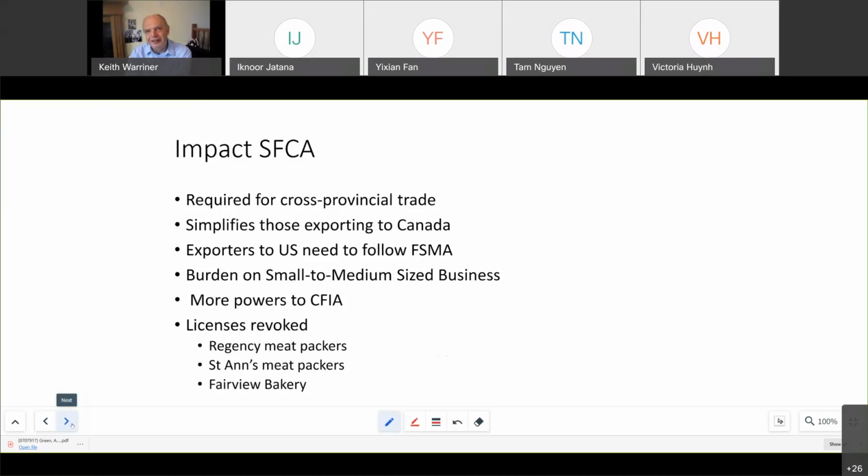Yes, they had to have a reason, obviously, but then there's the flex of power in these cases, like Regency Meat Packers. They were following HACCP. And because they didn't follow the Safe Food for Canadians Act, just the forms they write on, they literally closed them down. Same with St. Anne Meat Packers and the Fairway Bakery. It wasn't because of safety, it was because they had the wrong form. And this is a trouble. When you give power, it corrupts, and absolute power corrupts absolutely, something like that.